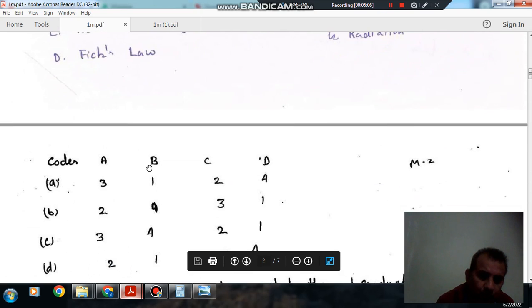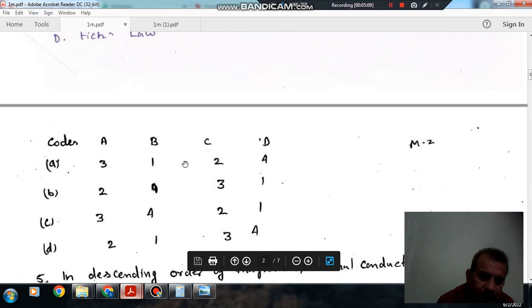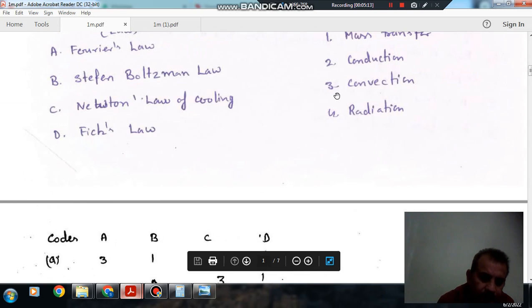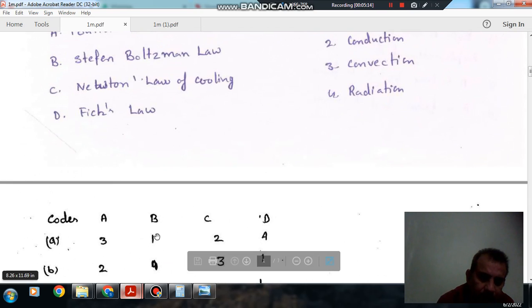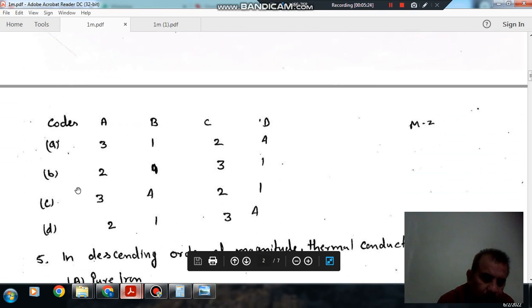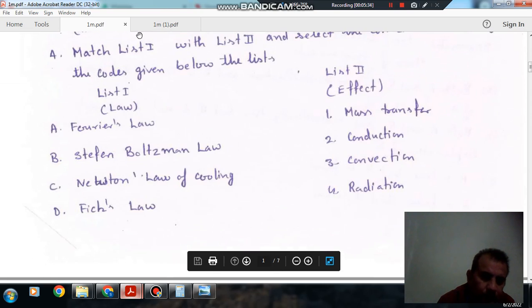So options are codes A, B, C, D, and these are the options. A corresponding to 3, that is convection, and B 1, C 2, D 4, that is option A, and A 2, B 4, C 3, D 1, that is option B. A 3, B 4, C 2, D 1, and the last option is A 2, B 1, C 3, and D 4.